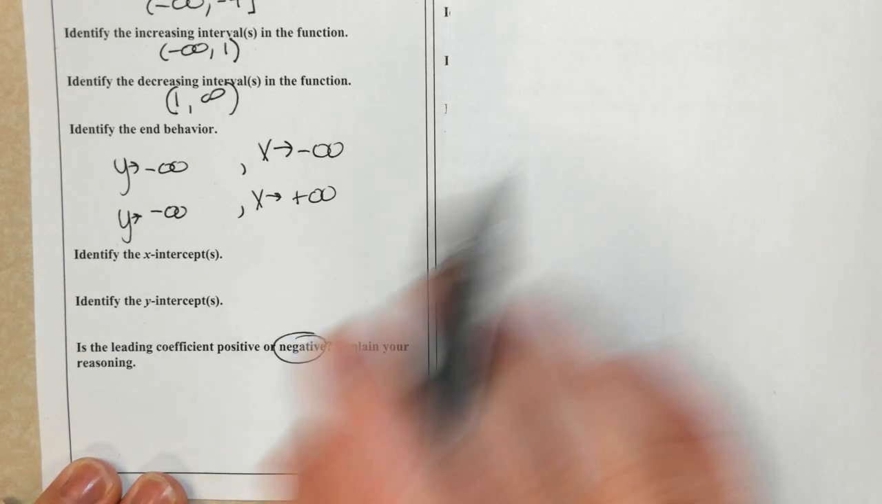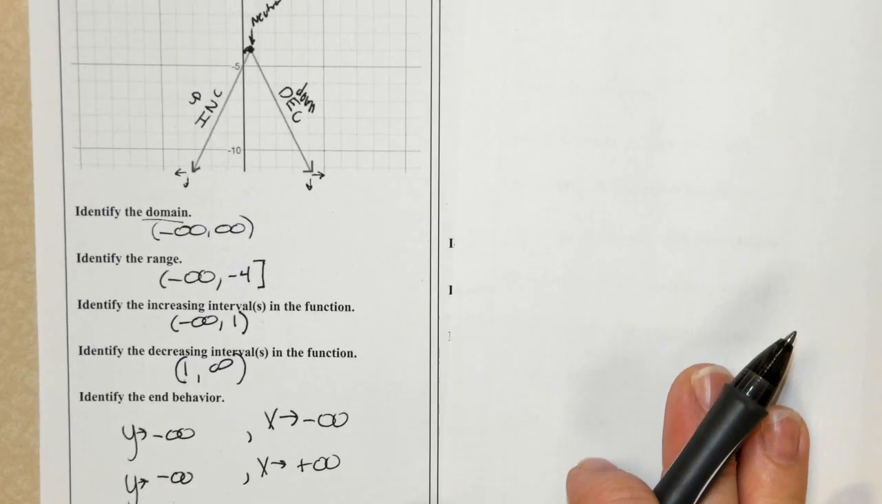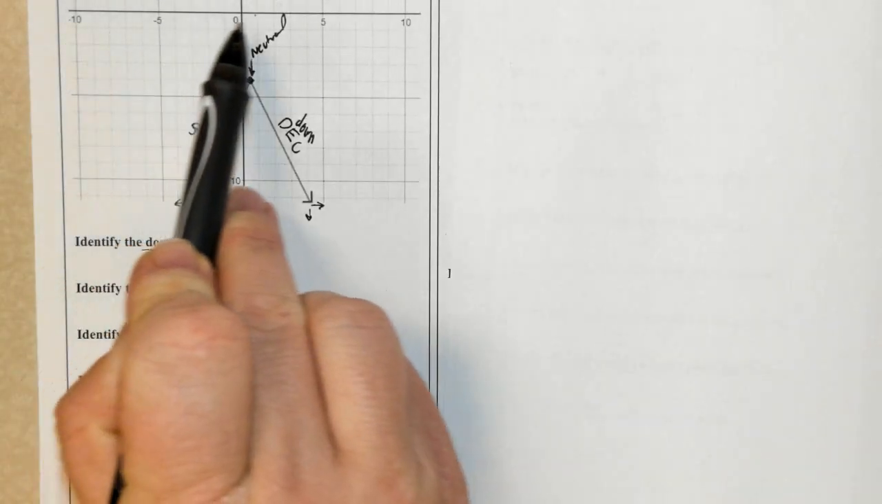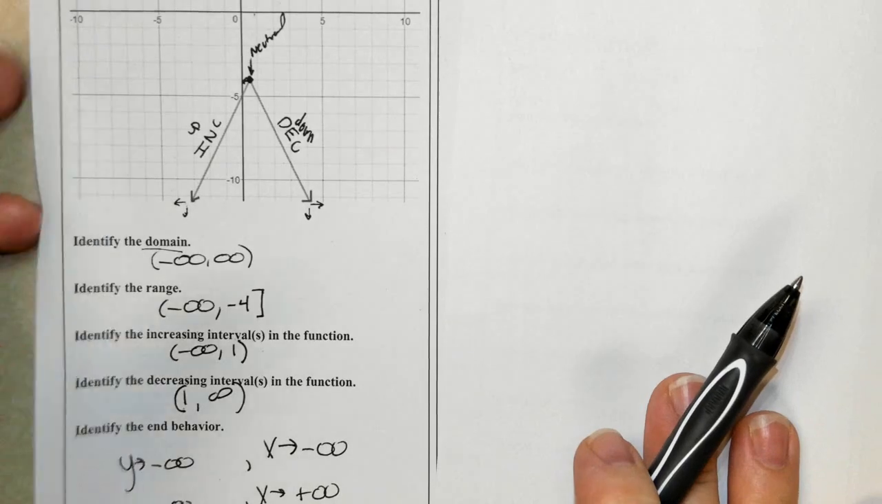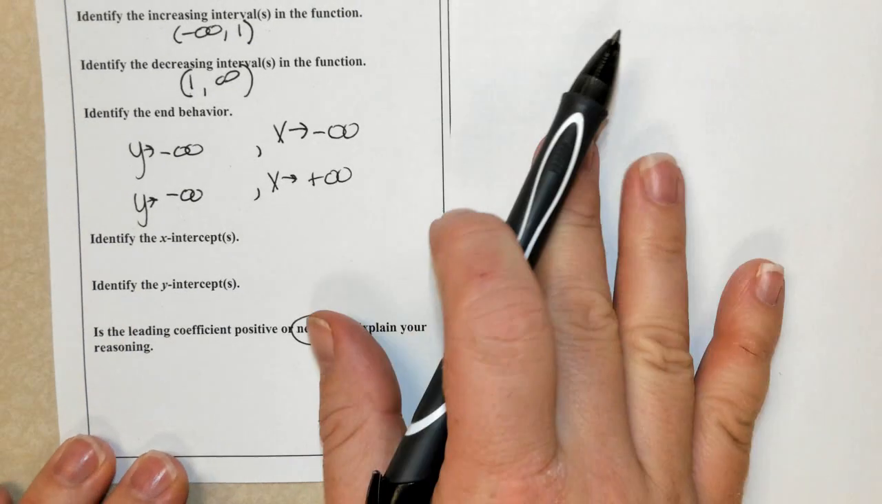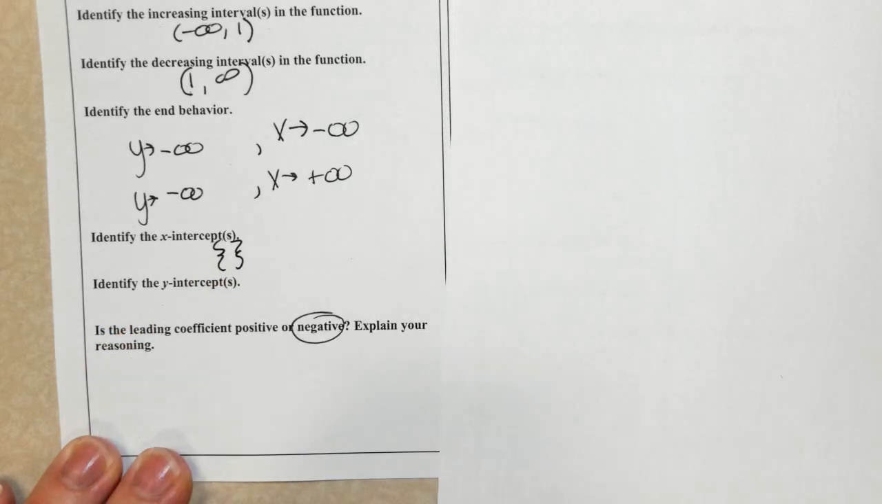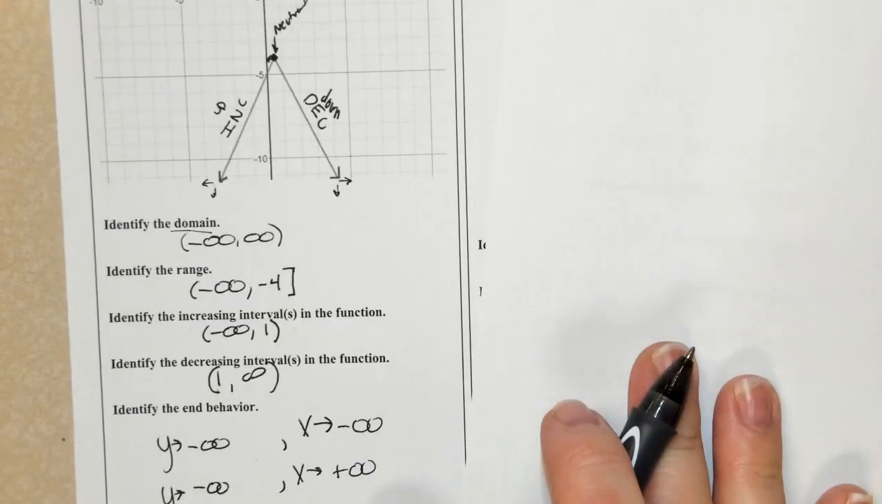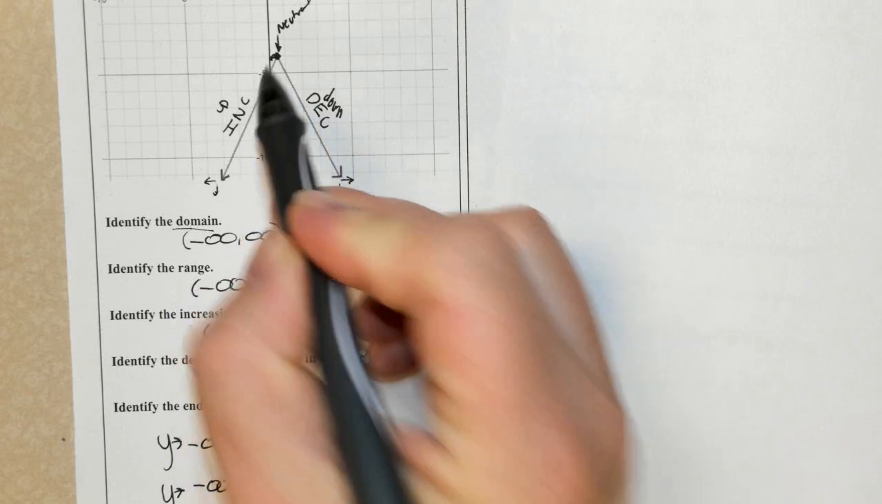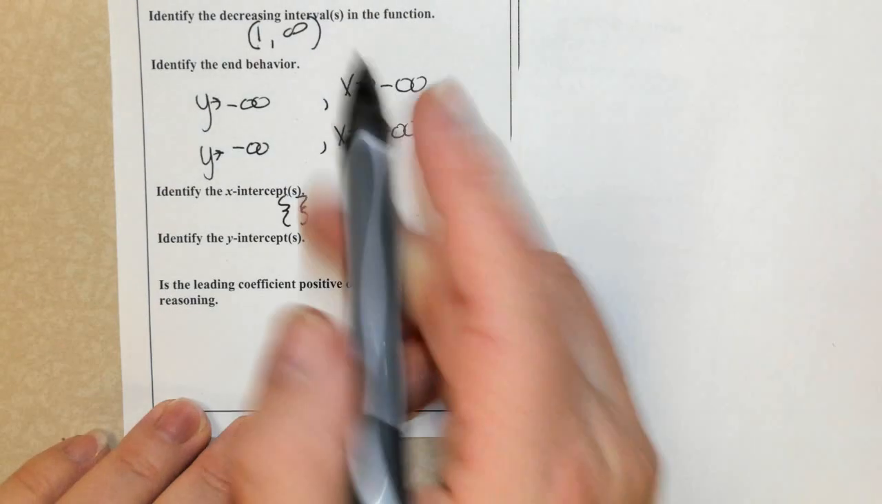And now, is there an x-intercept? There is none. I can see it never crosses the x-axis. So I don't want to put 0 because 0 would actually demonstrate you think the x-intercept is 0. So I'm going to put the empty set. There is none. Or you could put no x-intercepts. I do see a y-intercept of -5.